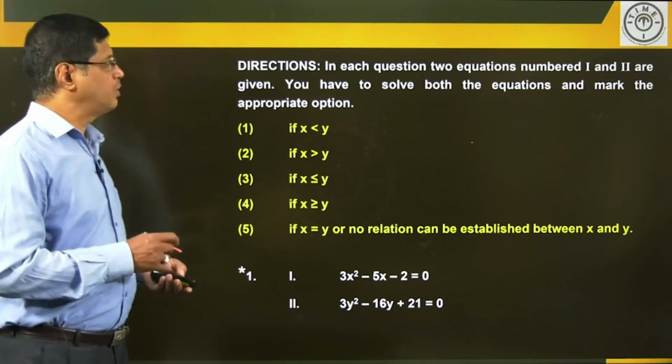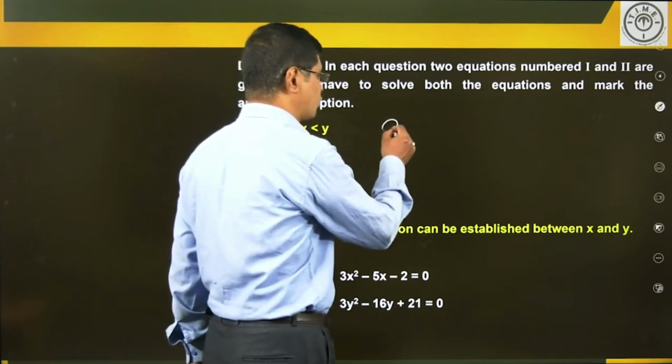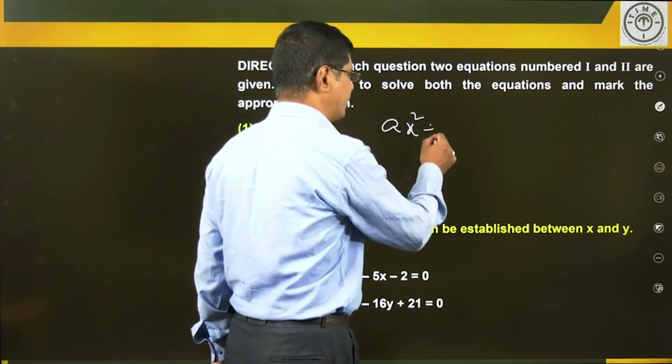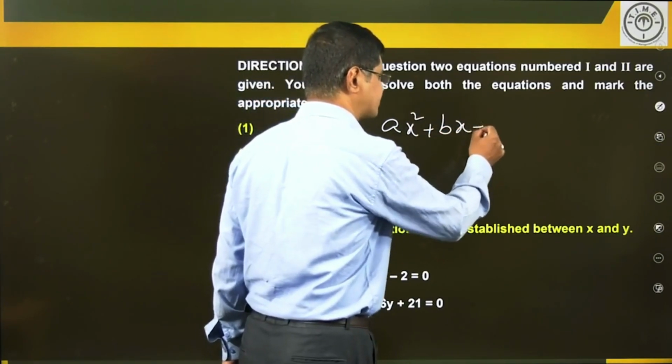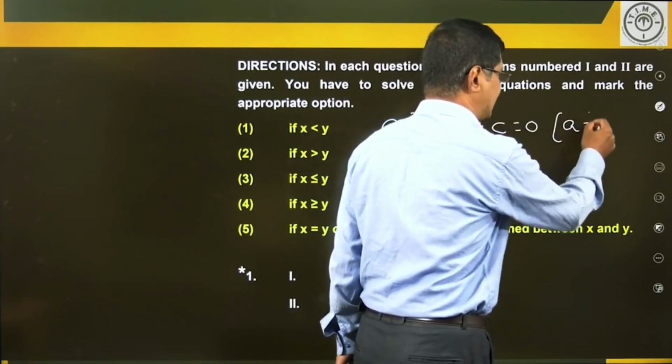Okay, dear students, before we start this session, let me explain a simple point. What is a quadratic equation? It is in the form of ax square plus bx plus c is equal to 0, where a is not equal to 0.